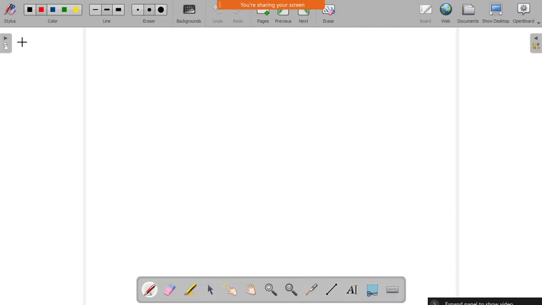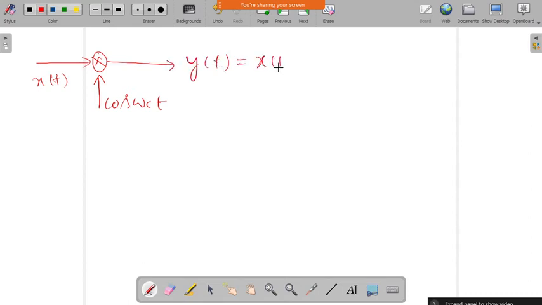Okay, so consider this system. The input is x of t, which is multiplied with cos omega ct, and you get the output y of t, which is given as x of t into cos of omega ct. So this is the system which is given. Now determine whether the system is memoryless.